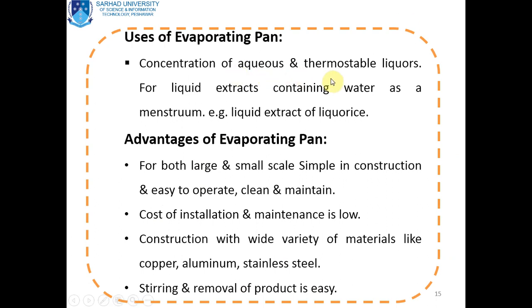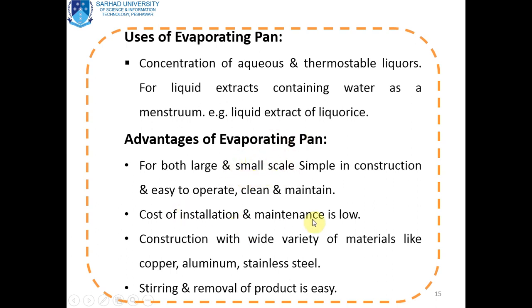Uses: concentration of aqueous and thermostable liquids. It is used for concentration of aqueous products and thermostable liquids, and for liquid extracts containing water as a menstruum, for example, liquid extract of liquorice. And there are certain advantages of the evaporating pan. It can be used for both large and small scales, and is simple in construction and easy to operate, clean and maintain. Due to these advantages, the evaporating pan is selected for the process of evaporation.